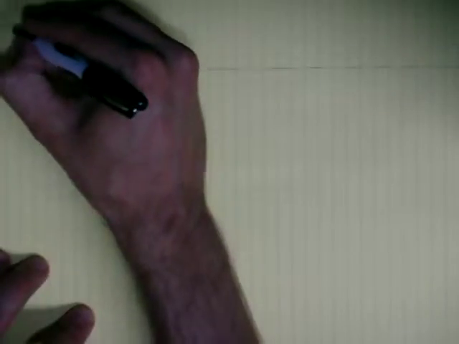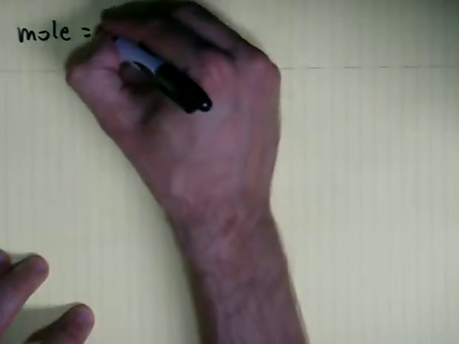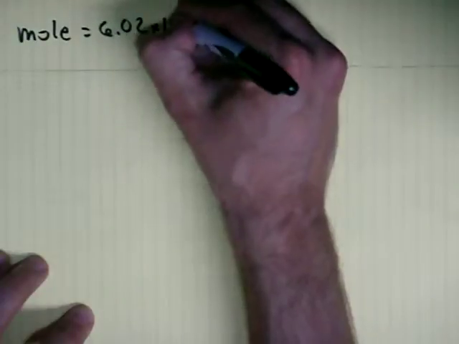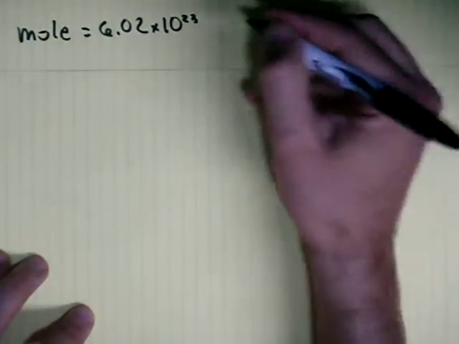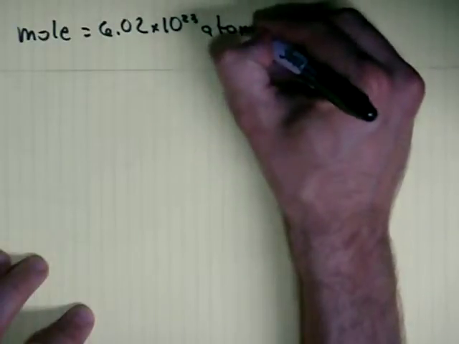Okay, so to continue then, as we start talking about the mole and how this number can help us out in chemistry. So if we remember, 1 mole is equal to 6.02 times 10 to the 23rd atoms or molecules.